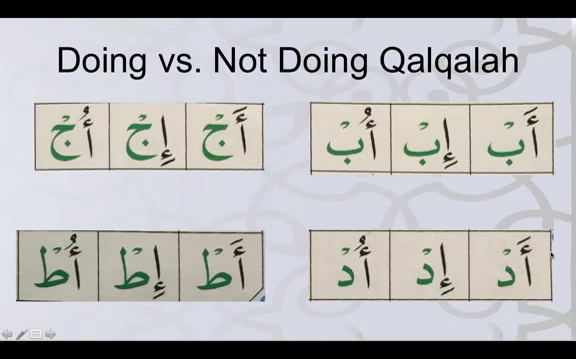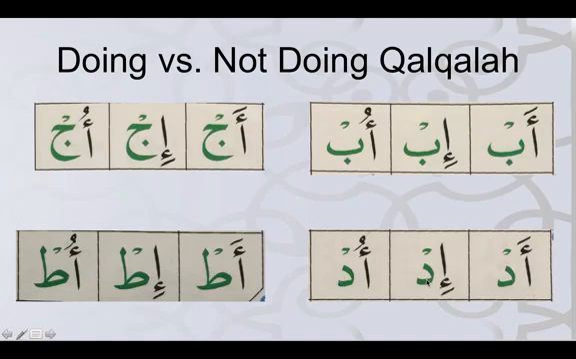Next we have the Dal Sukoon. Hamza Fatha Dal Sukoon, Ad. Hamza Kasra Dal Sukoon, Id. Ad, Id. Hamza Dhamma Dal Sukoon, Ud. Ad, Id, Ud. But if I were to pronounce it incorrectly and close my articulation point, not echo the sound, it would sound like this. If I do it incorrectly, if I don't do the Qalqalah. Ad, id, ud. Because I closed the articulation point, I didn't do the Qalqalah.